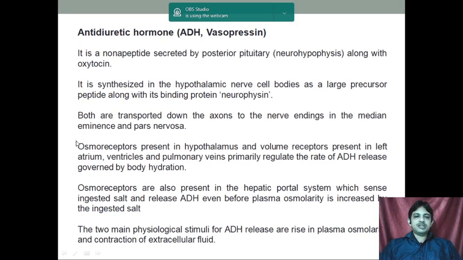Next is the osmoreceptor. This is important. Osmoreceptors are present in the hypothalamus and volume receptors are present in the left atrium, ventricles and pulmonary veins, primarily regulating the rate of ADH release governed by the body's hydration. That means it is related to the blood pressure also. Osmoreceptors are also present in the hepatic portal system, which sense ingested salt and release ADH. So the two main physiological stimuli for ADH release are plasma osmolarity and contraction of the extracellular fluid.